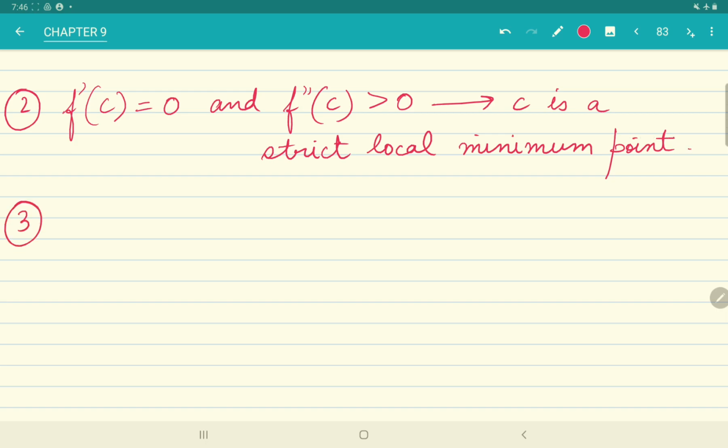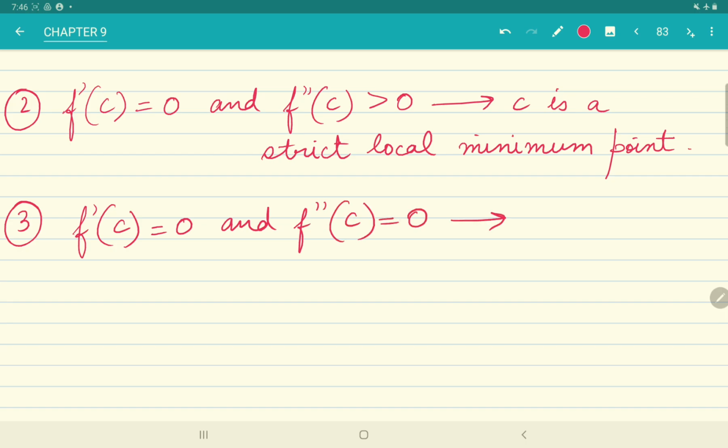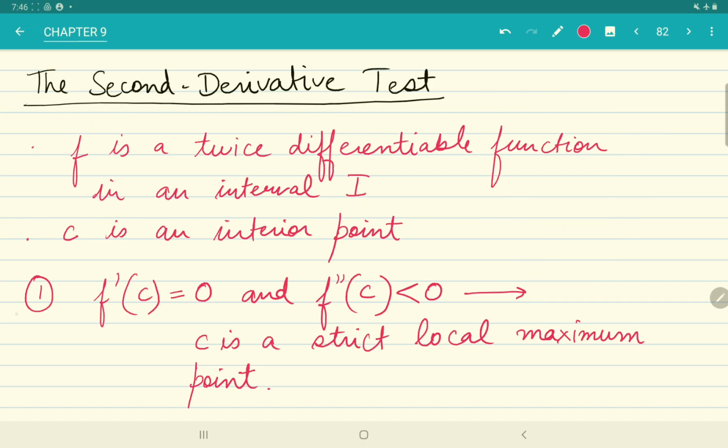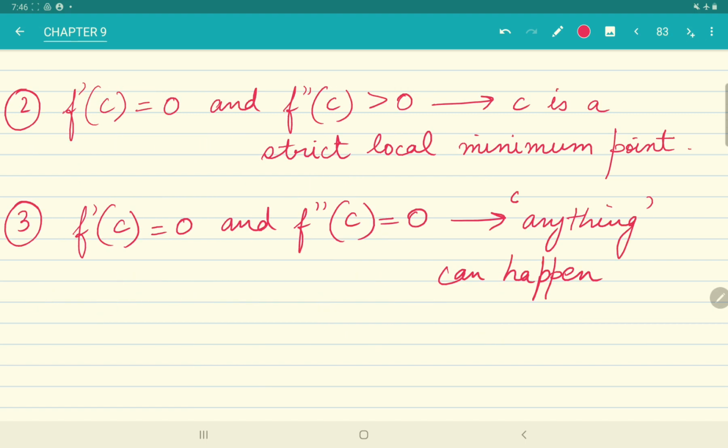And the third point to note is that f prime c is equal to 0 and f double prime c is equal to 0. Then what happens? Then in fact I can write anything can happen. That's very important. I'll explain after that how this is the case, what I mean when I say anything can happen. Now what we do is we prove the first point, and if I prove the first point, I can easily get to proving the second point.